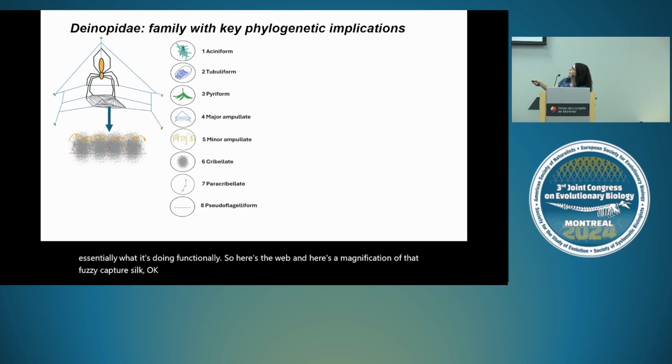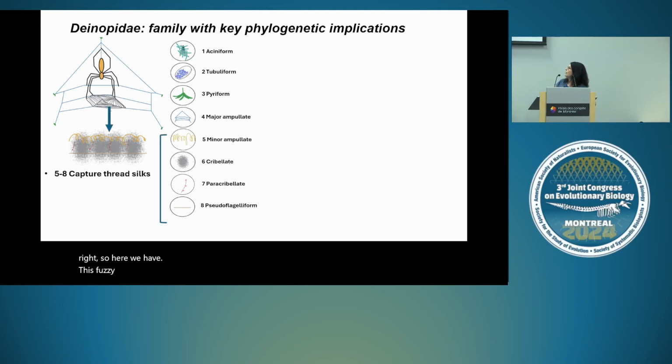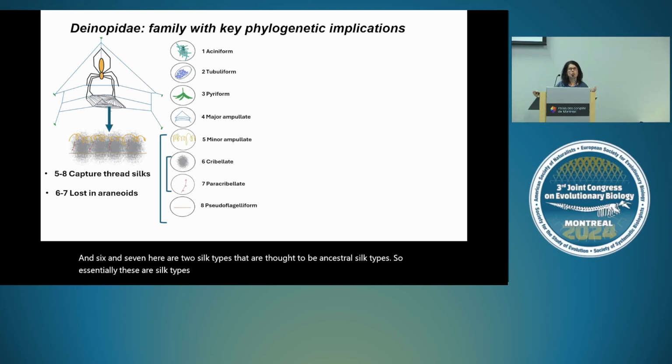Okay, so I should mention, it's different from that web I showed you at the beginning that had the wet glue. So this is a dry adhesive, much like Velcro. All right, so here we have this fuzzy silk, and 5 through 8 here are the 4 different silk types that are woven together to make this capture silk. And 6 and 7 here are 2 silk types that are thought to be ancestral silk types. So essentially, these are silk types that evolved in earlier spiders that were retained in the dinopids, and they were lost in those araneoids that I mentioned.